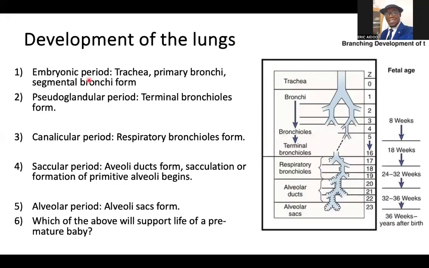So we can just summarize the stages of development and say that the embryonic period will give rise to the trachea, primary bronchi, and segmental bronchi. Pseudoglandular will form terminal bronchioles.